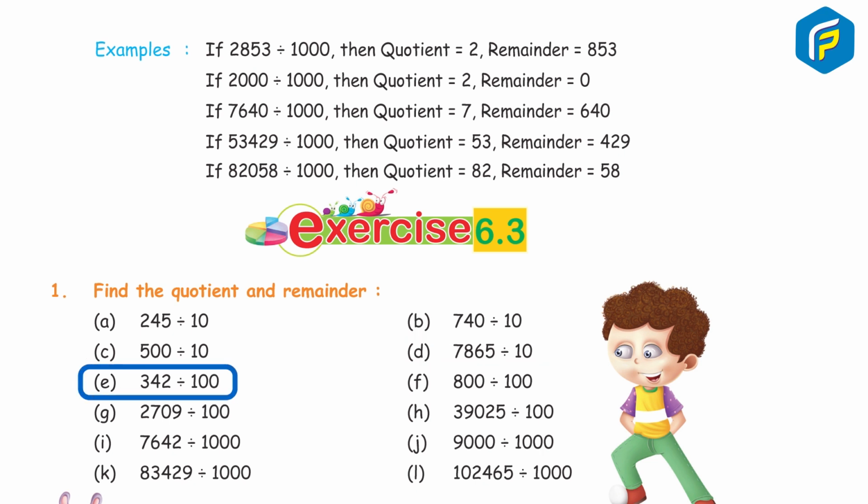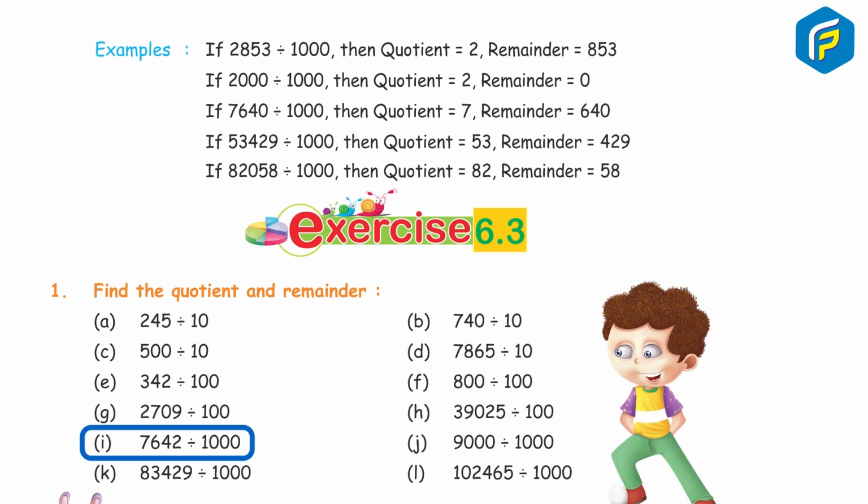E. 342 divided by 100. Quotient 3, remainder 42. F. 800 divided by 100. Answer: quotient 8, remainder 0. G. 2709 divided by 100. Quotient 27, remainder 9. H. 39025 divided by 100. Quotient 39, remainder 25.